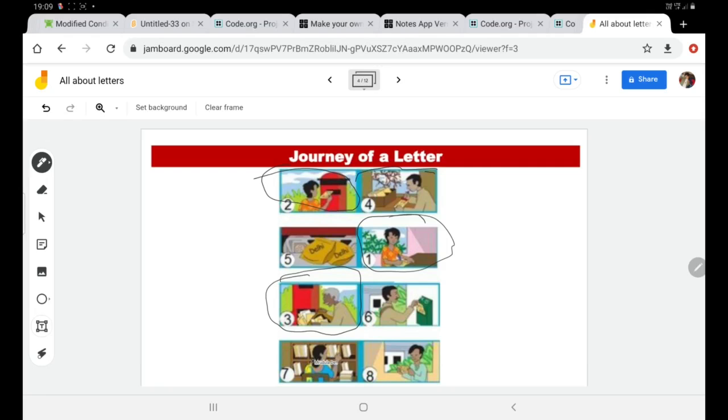Then they will take it to the post office and they will stamp them. And then they pack them and send them by railway or airport, railway station or airport. And then they take it to another post office and they stamp it again and then the receiver receives it. So this is the journey of a letter. So let's revise it again.